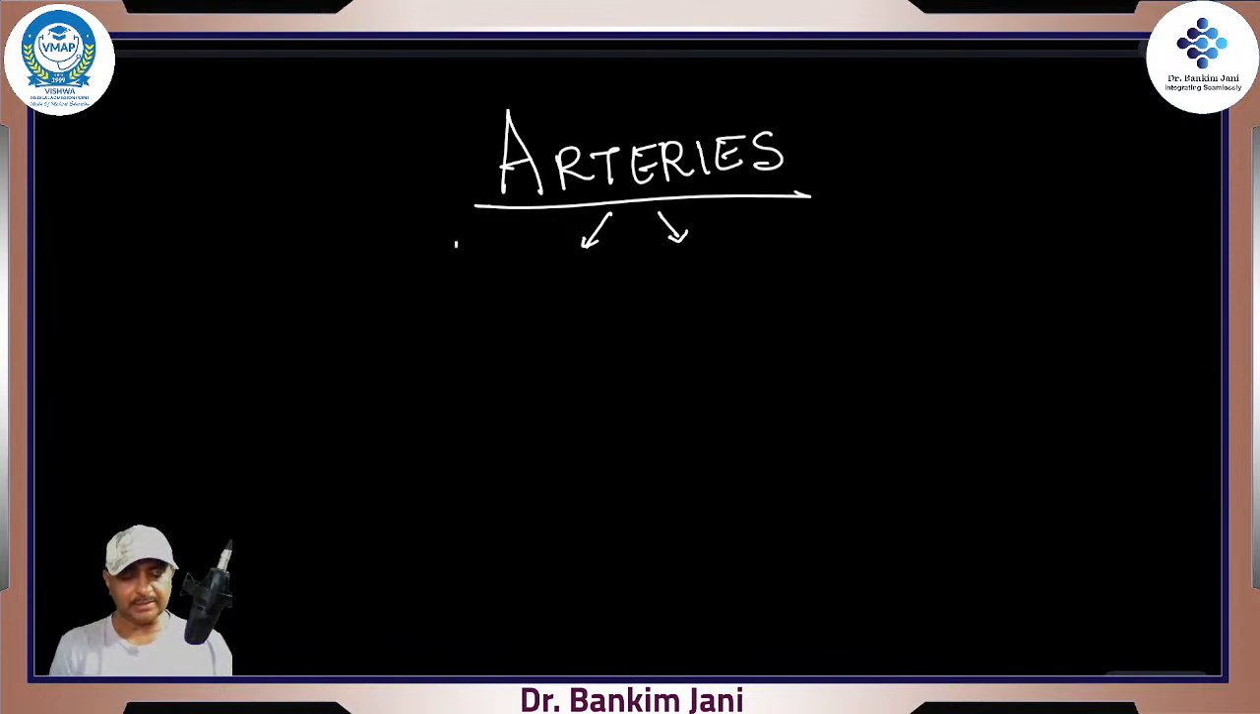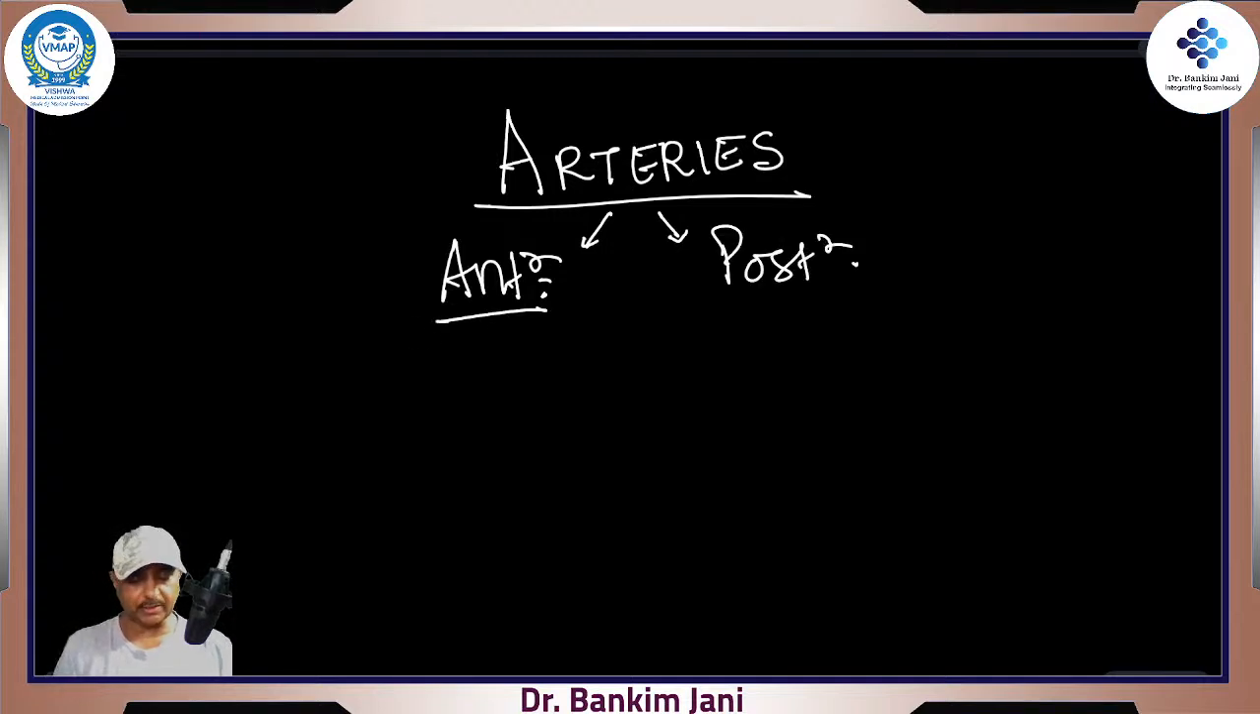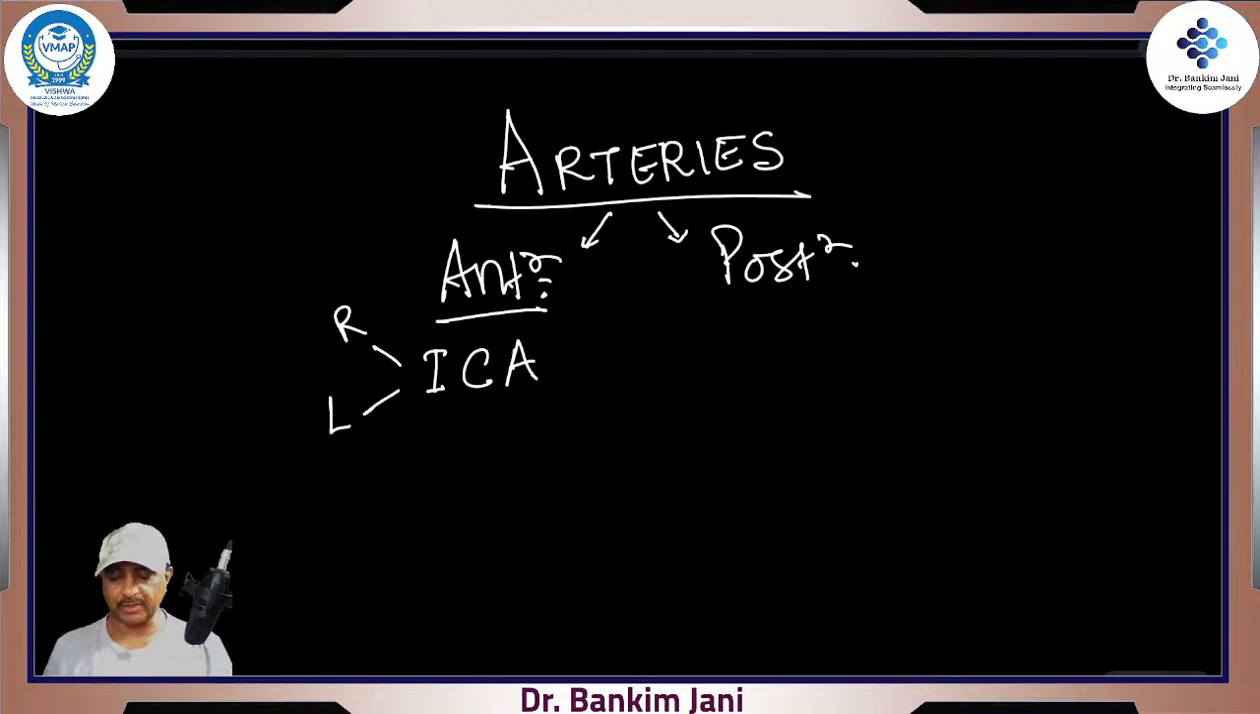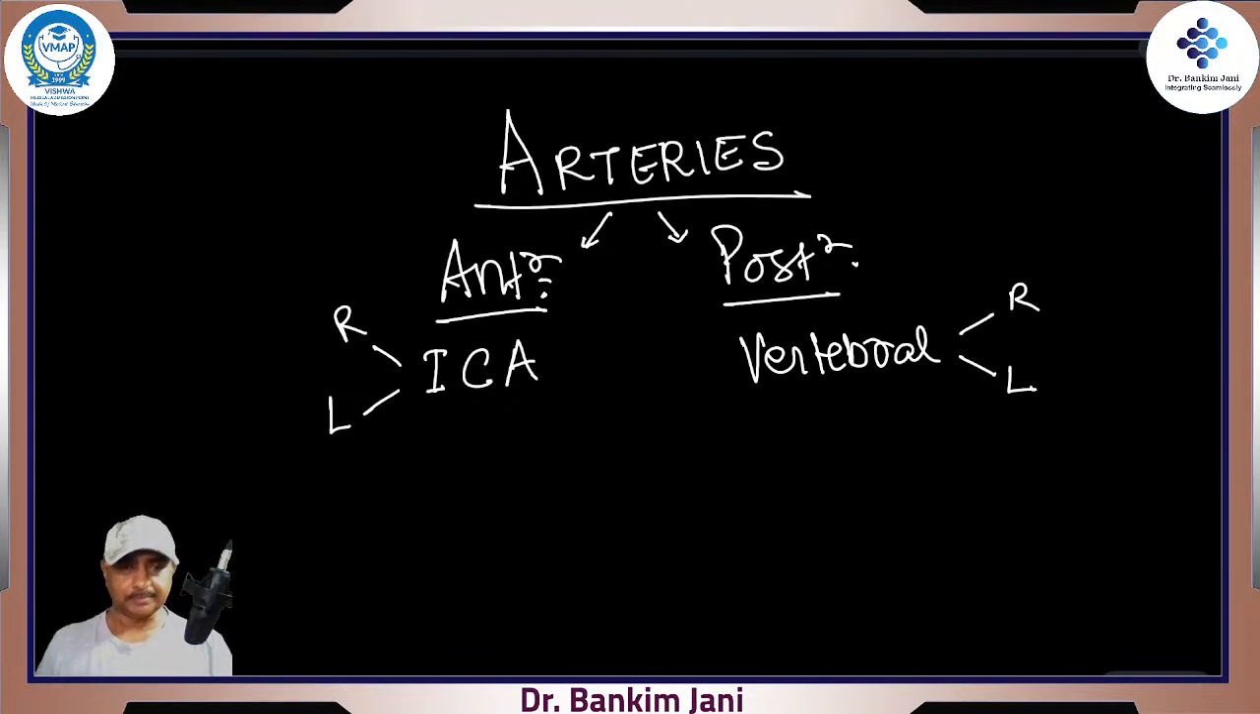That's how it becomes easier for us to remember things. So in arteries, as we said, there is the anterior circulation and the posterior circulation. Anterior circulation from both sides: internal carotid artery, right and left. Similarly, in the posterior circulation, there would be the vertebral artery, again from the right side and from the left side. So that's how they come.